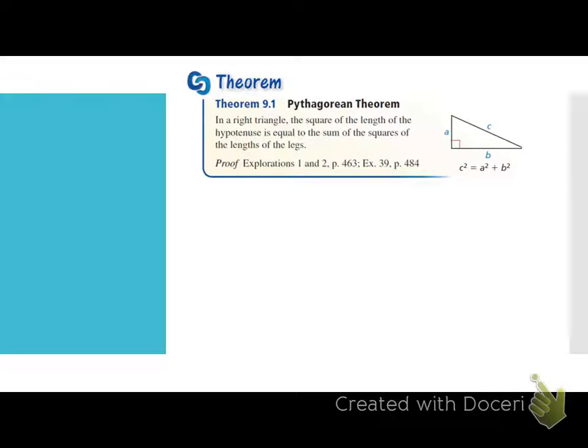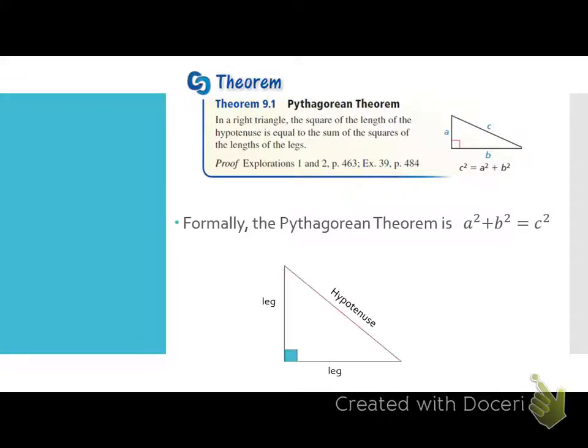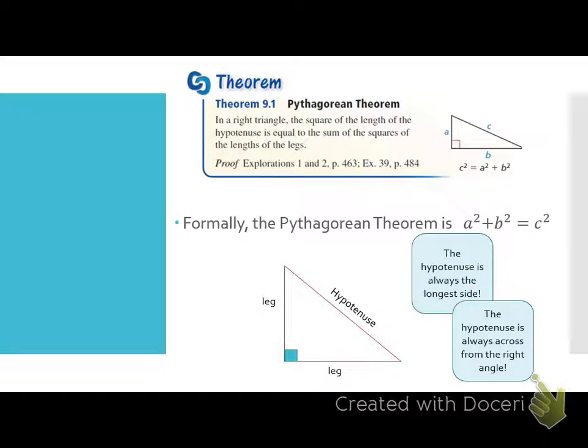Your textbook is going to say c squared equals a squared plus b squared, but all of your life you've seen a squared plus b squared equals c squared. So this is what we're going to use. You'll see a box in the middle. It says the Pythagorean Theorem: a squared plus b squared equals c squared. What matters is c squared always has to be the hypotenuse. Always. The hypotenuse is always the longest side, and it's always across from the right angle.